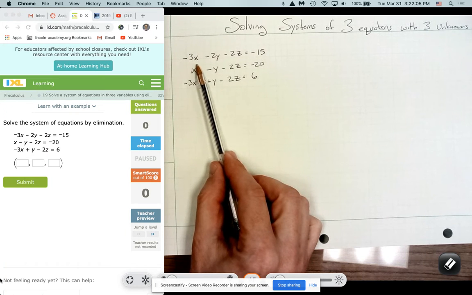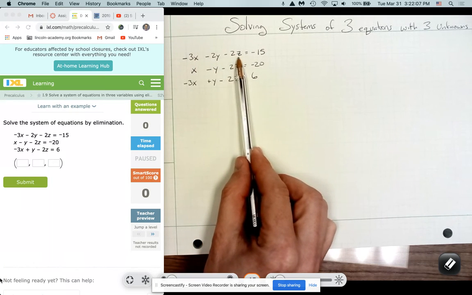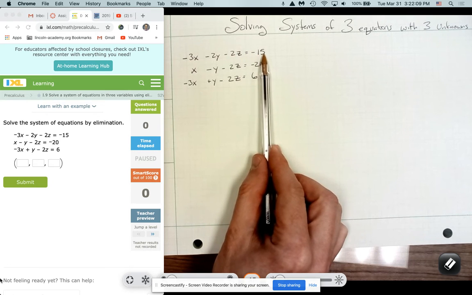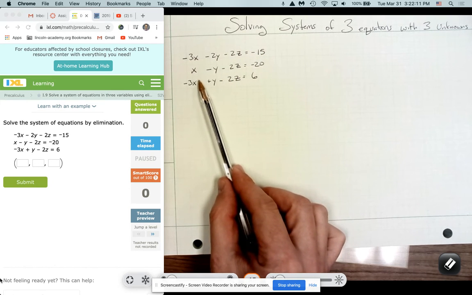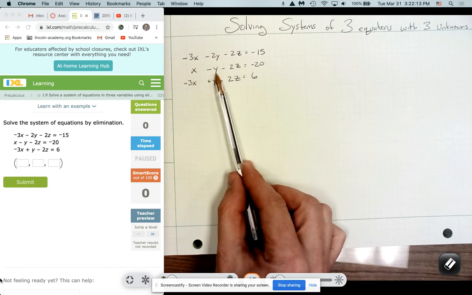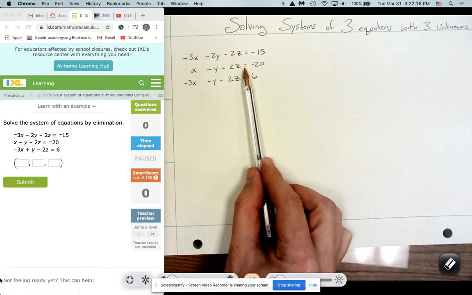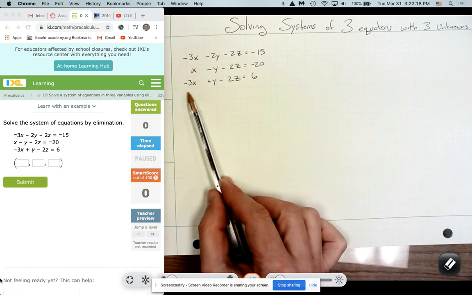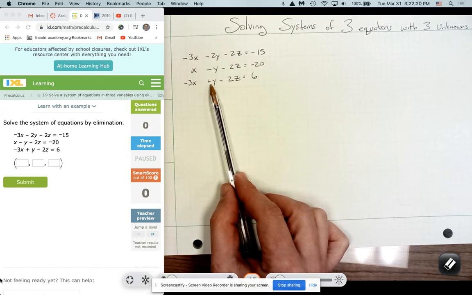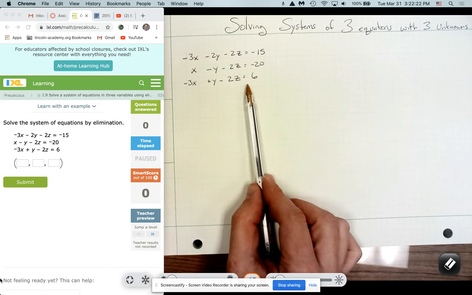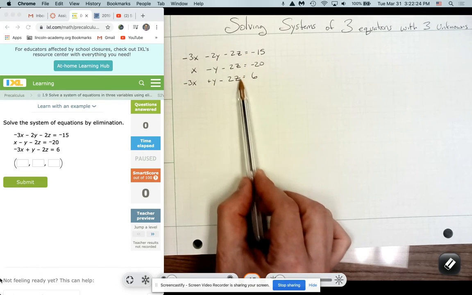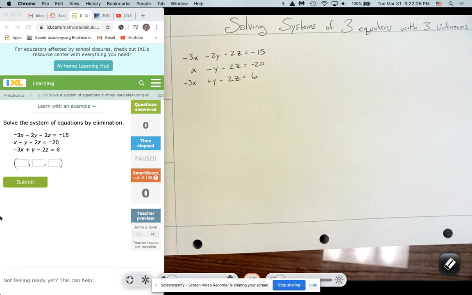So the 3x matches, the negative 2y matches, the negative 2z equals a negative 15. The x matches, the negative y matches, the negative 2z equals a negative 20. And the negative 3x plus the y minus the 2z equals 6. I cross my z's so I don't mistake them for 2's, and I was just basically comparing them with my original equation. Now, what we're looking for is the point where these three equations intersect.